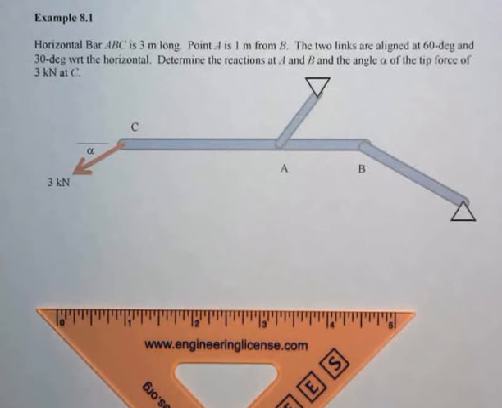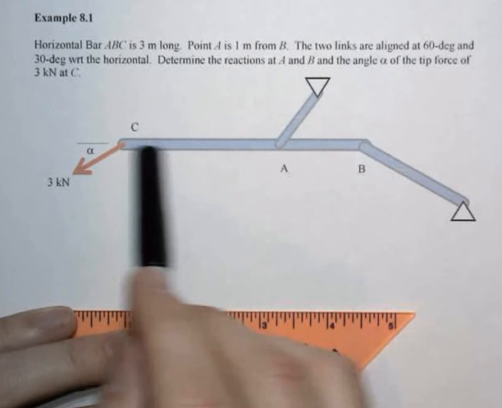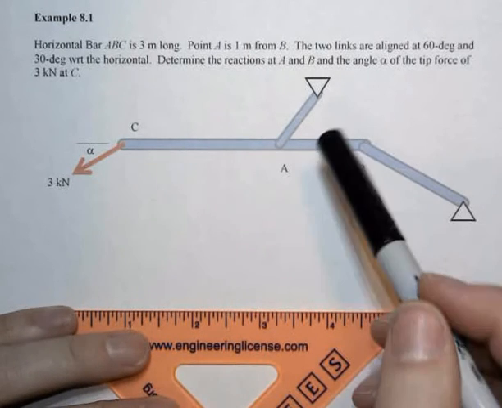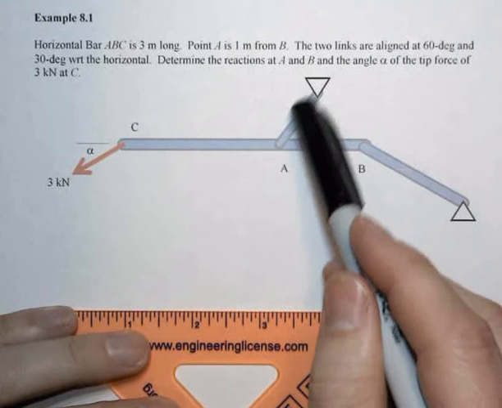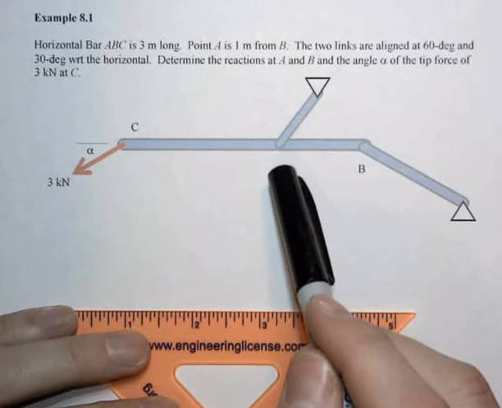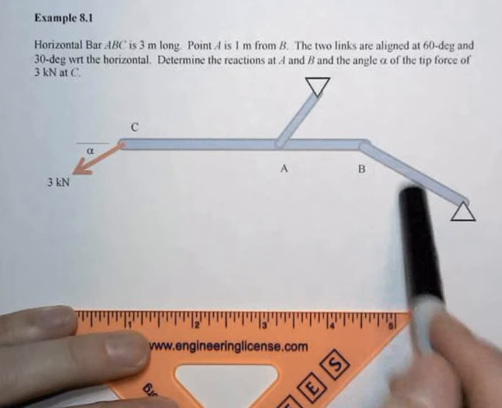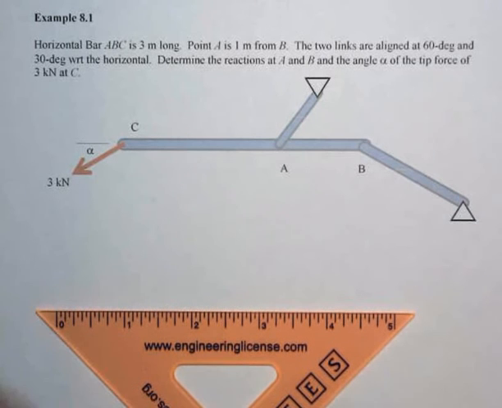In this first example of demonstrating the power of two or three force members and how it can simplify our problems, let's look at example 8.1, this case where we have this bar ABC. It's 3 meters long in entirety, and then we have two links. The link attached at A is inclined 60 degrees with respect to the horizontal, and then this link B is inclined 30 degrees with respect to the horizontal.